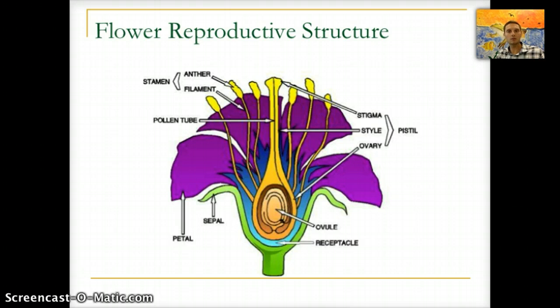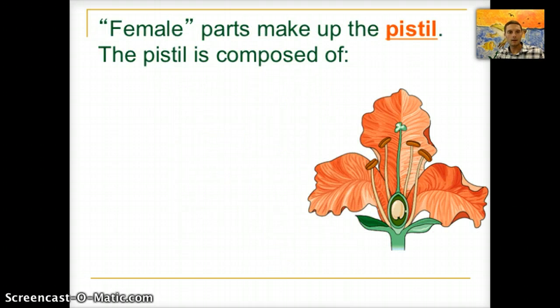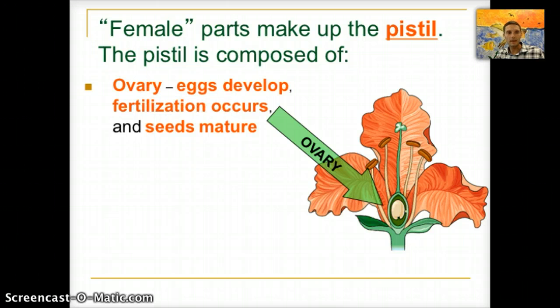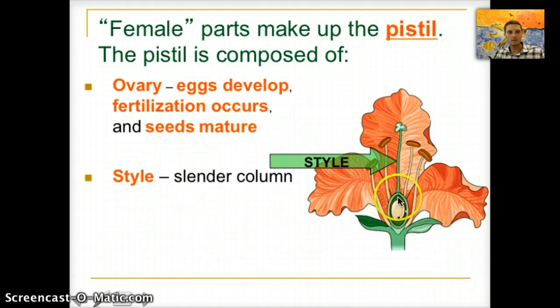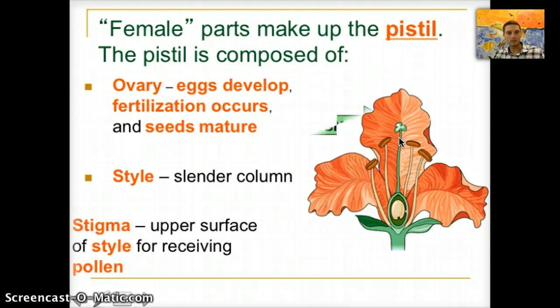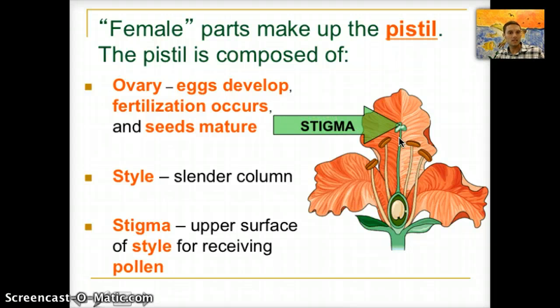So let's take a closer look at the female parts that make up the pistil. The pistil is composed of the ovary, where the eggs develop and the seeds actually mature. The style, so here's the ovary, the style here, is a slender column that the pollen is going to move down, and the stigma is the upper surface of the style that's going to receive the pollen.